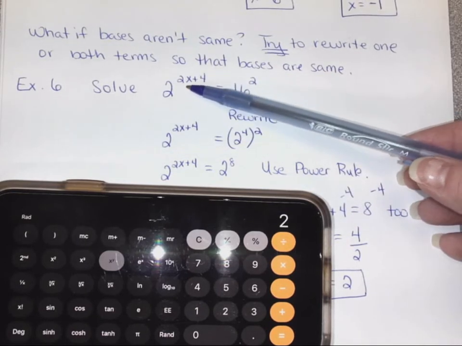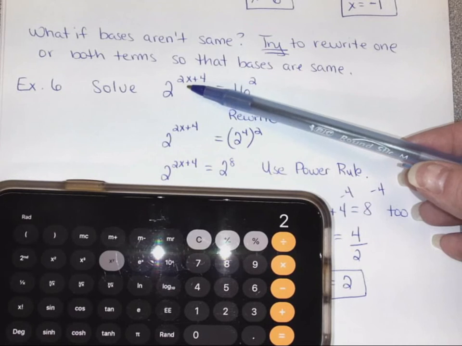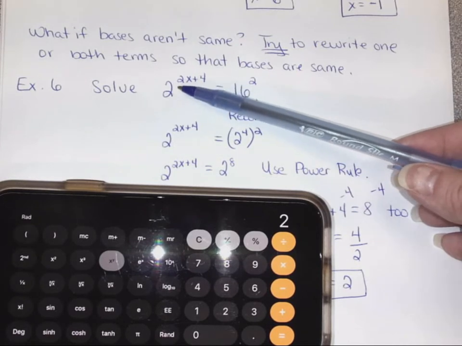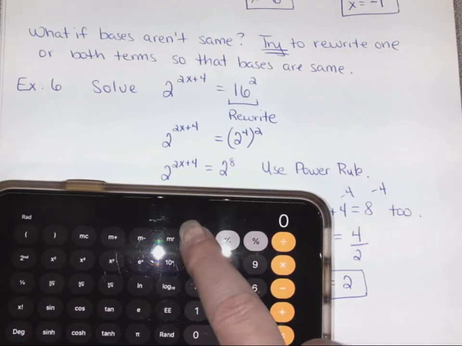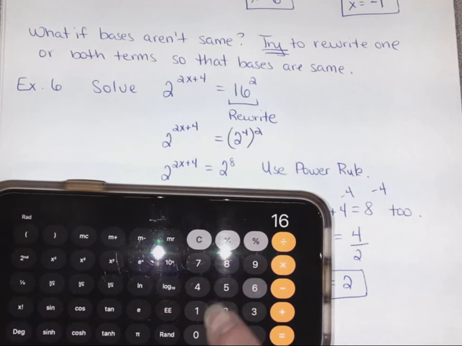So what would I be raising 2 to the power of for the left side? If x is 2, it's 2 times 2 plus 4, right? Which is what? To the 8th power, okay? And notice that gives me 256. Okay, so remember that one, and then let's compare that with what we get on the right side. So if I do 16 squared, then I also get what? 256, so that lets me know, hey, I did it right.